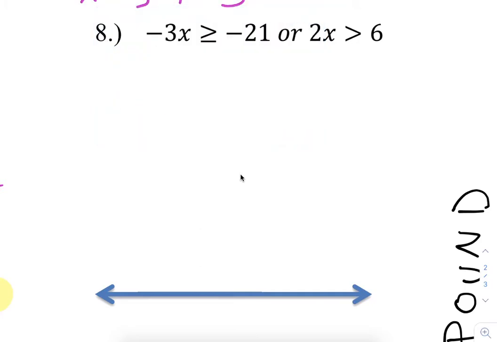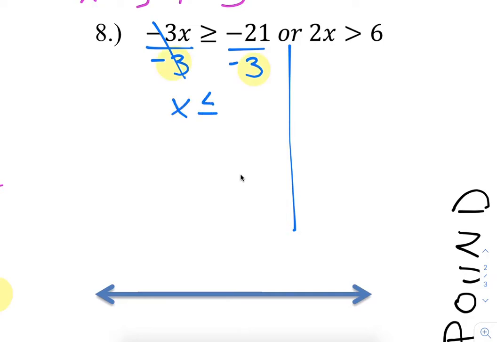Number 8, we see the word or, which means we have two problems. I'm going to go ahead and divide by a negative 3. I'm dividing by a negative on both sides, which means we're going to flip it. x is less than or equal to a positive 7. Let's look at the other side. I want to get the x by itself, so we're going to divide out that 2. No flipping on this problem, so x is greater than 3.